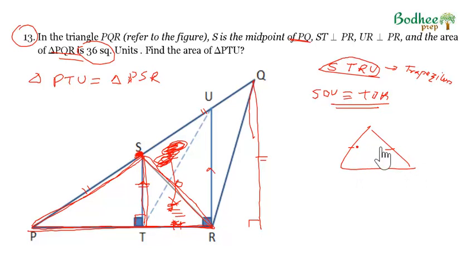If I join the midpoints of two sides, then this side will be parallel to the third side and will be half of it. So because the height is half of the original triangle and the base is the same in both these triangles, the area will be half. So straight away the answer will be half of this value, that is 36. So the required answer is 18 square units.